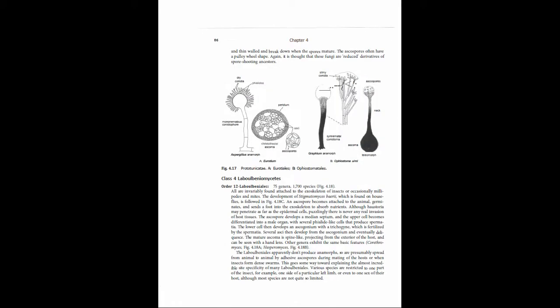The asci are thin-walled and break down when the spores mature. The ascospores often have a pulley wheel shape. Again, it is thought that these fungi are reduced derivatives of spore-shooting ancestors.